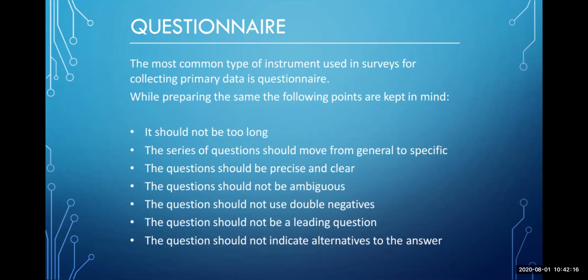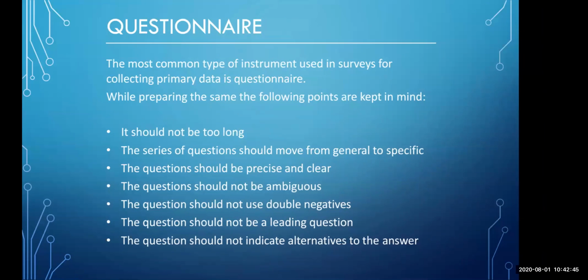The question should be precise and clear. It should not be confusing or ambiguous. The question should not use double negatives. Also, you should not try to get information which the respondent does not want to share publicly with people, like, let's say, about salary. So the question should not be a leading question and it should not indicate alternatives to the answer.